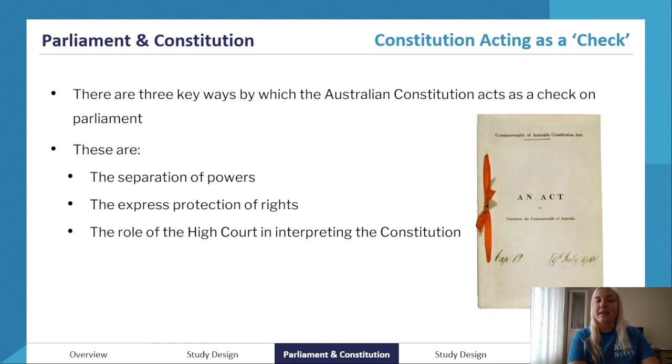So we've looked at all the law-making powers, and now we'll look at how the Constitution acts as a check on Parliament's lawmaking powers. So remembering back to when we looked at the study design, and I was explaining that this refers to how the Constitution is able to limit Parliament from corruption and being able to make laws as they please without any restraints.